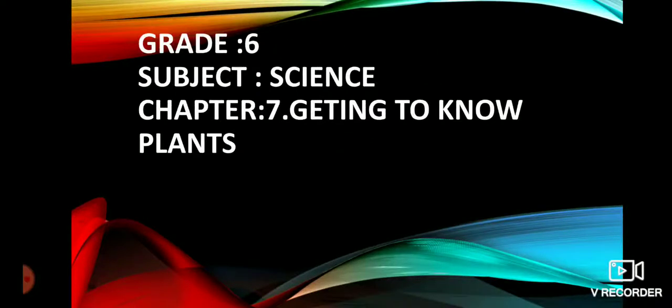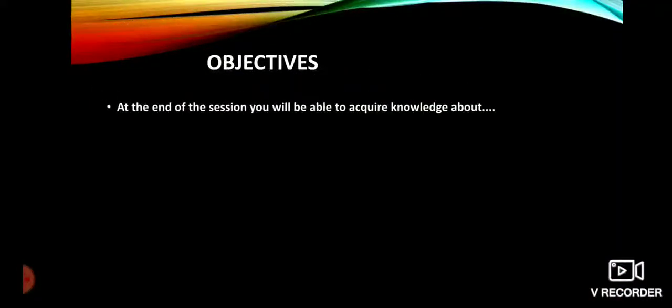Grade 6, Subject Science, Chapter 7, Getting to Know Plants, Module 2. Objectives. At the end of the session, you will be able to acquire knowledge about the function of stem, structure and function of leaf.